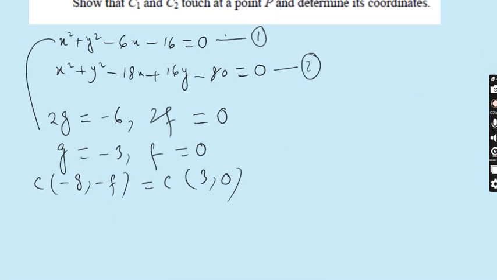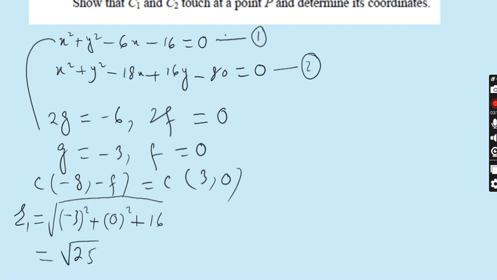Now find the radius of the circle C1. So the formula of radius is r equals to, we can say this is r1, square root of g square, minus 3 square, plus f square, obviously 0 square, minus c. C is the constant term of equation number 1, which is minus 16. So minus minus plus 16. So 16 plus 9 is 25 and square root of 25 is 5. This is radius 1 of circle C1.